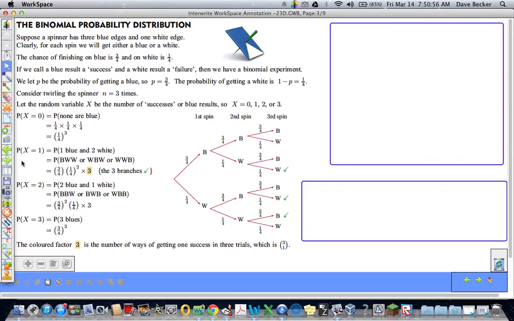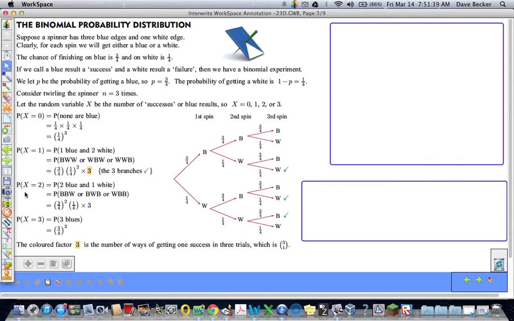Let's say the probability that X equals 1. There's 1 blue and 2 whites. And here's all the different combinations that we could have. Blue, white, white; white, blue, white; or white, white, blue. These are the 3 branches where the probability would be 3/4 times 1/4 squared. And that makes sense for each of those, right? Probability is 3/4, and then 2 whites would be 1/4 times 1/4, or 1/4 squared. And that combination occurs 3 times. So there's 3 different branches here, 1, 2, 3, where this probability rules.